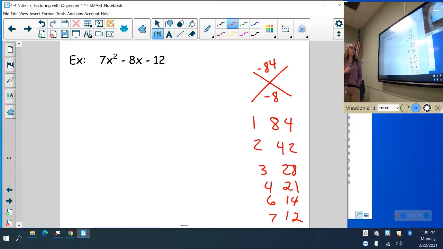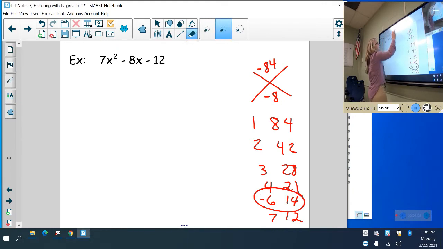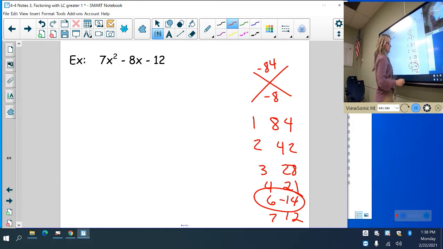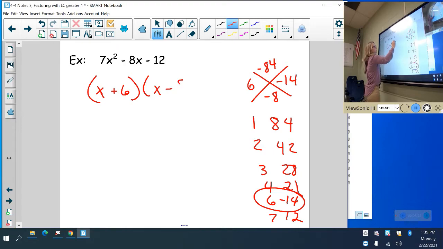All right, so all of those multiply to 84, but I need negative 84, so one has to be positive, one has to be negative, and they have to add up to negative 8. So if that's the case, which one would that be? 14 and 6. 14 minus 6 is positive 8. I need a negative 8. Therefore, I need negative 14 and positive 6. Negative 14 plus 6 is going to give me negative 8. So 6 and negative 14. Go ahead and write them in. X plus 6, x minus 14.